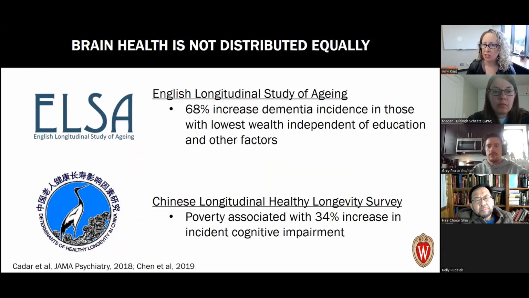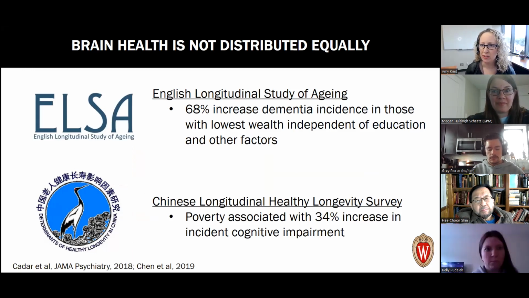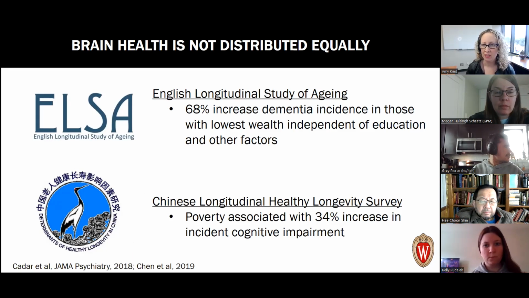So I am a geriatrician. My clinical practice is in Alzheimer's disease and memory disorders. And we know from many international studies, as well as studies within the United States, that brain health is not distributed equally. These issues of health disparities impact the brain just as they do other aspects of the human. So these are two studies from England, one from China, showing the strong linkage between poverty and increased dementia incidence.